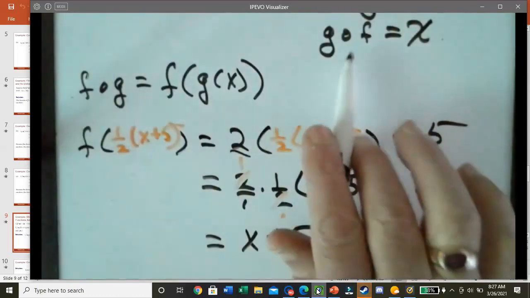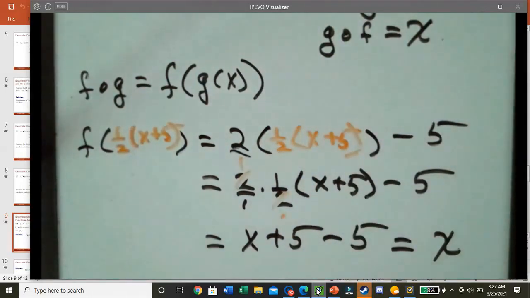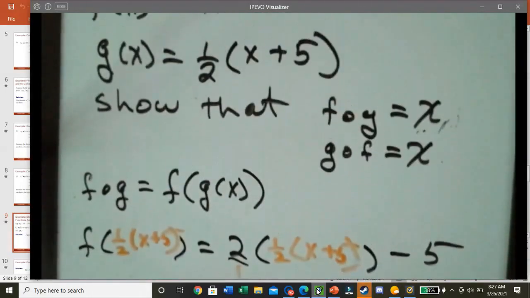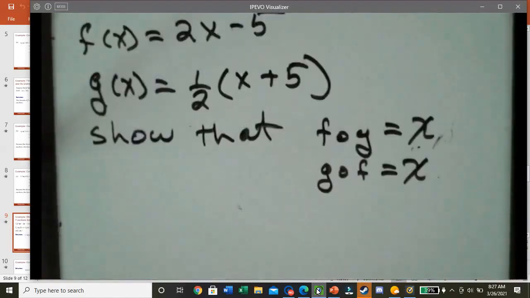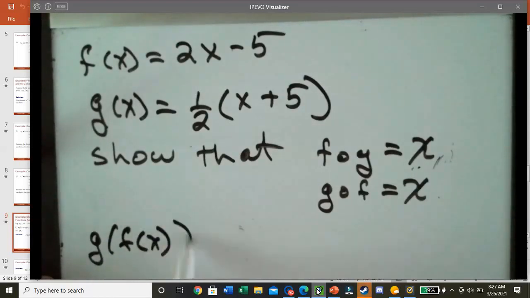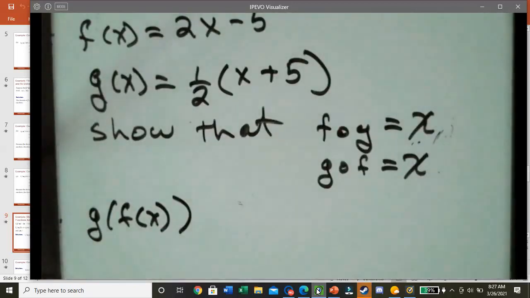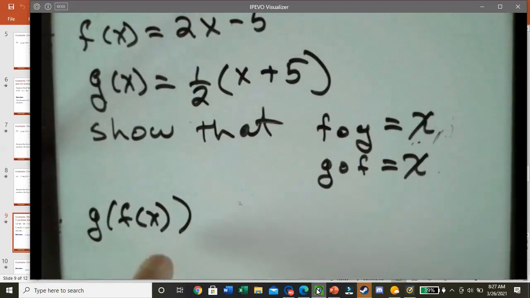Well, let's go ahead and try g composed with f just to see how that works, because it is a little different. Okay, we good? Can I erase this? All right. Now we're going to do g composed with f, and we should get the same result. Okay? So, go ahead and do this one.